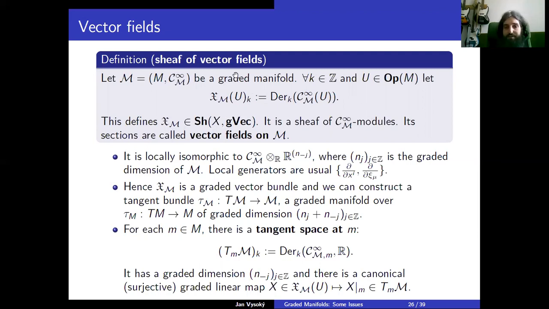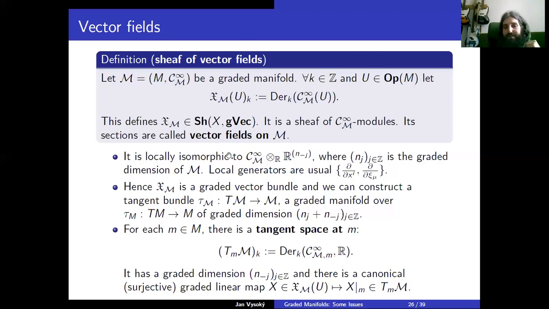And sections of this sheaf are called vector fields. So this is how you define vector fields. This requires some work to prove that it's a sheaf, because you have to define what is the restriction of vector fields. And to define the restriction of a vector field, it's quite similar to the ordinary manifold case. You have to use partition of unity to define it. So it takes some time, but it works. So I have a canonical sheaf constructed from my graded manifold.